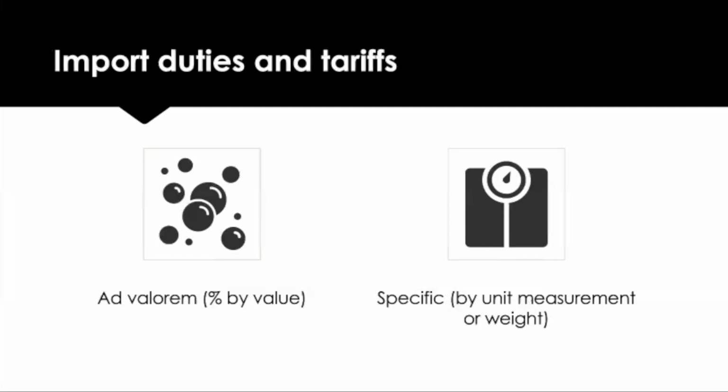Other times you can do it by weight or measure. So if, for instance, instead of it being a percentage of value, you might have to pay a price per kilo or a price per meter or something like that.